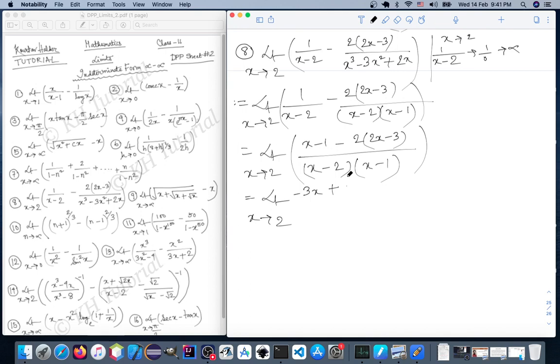x cube. Oh, sorry. There will be an x over here. First, we have to take x common out from this term, and then we are left with x cube, x square minus 3x plus 2. If we factorize that, we get (x minus 2)(x minus 1). So now, let's rewrite this.